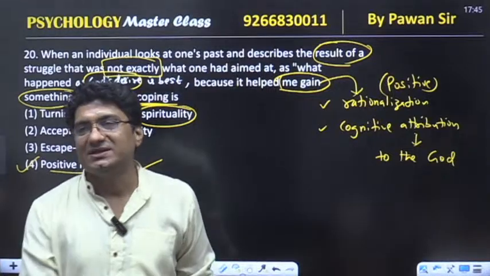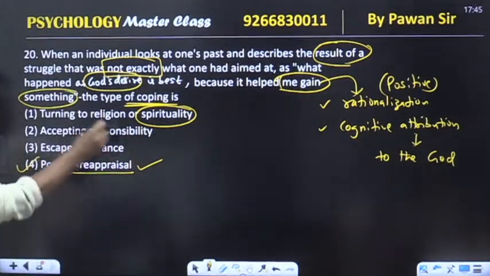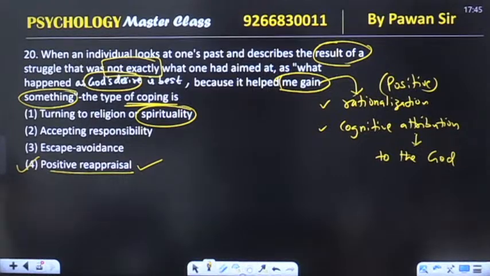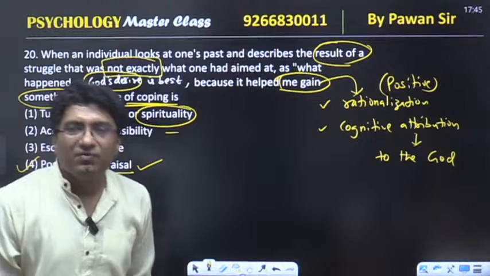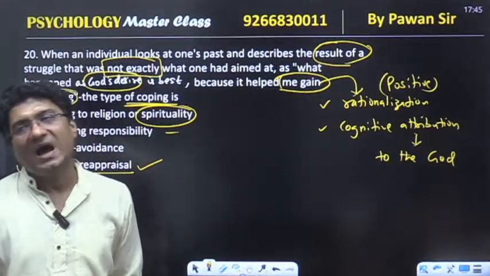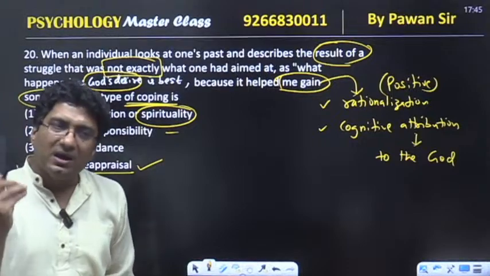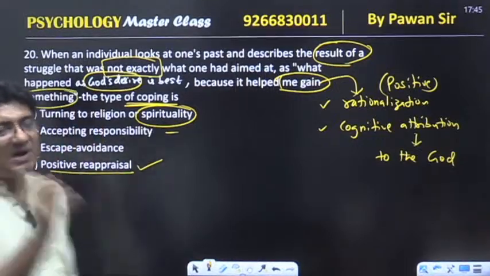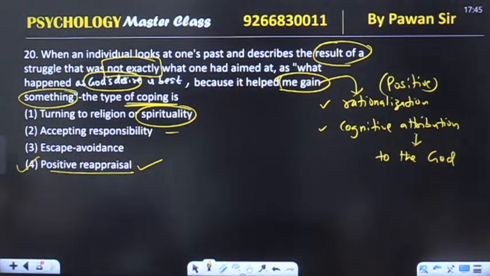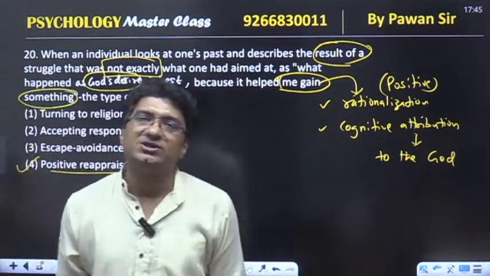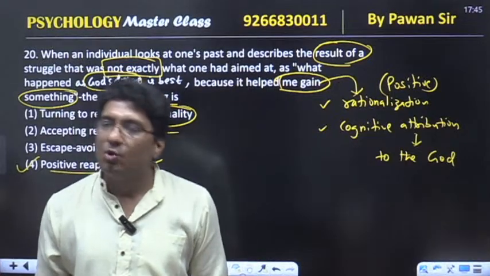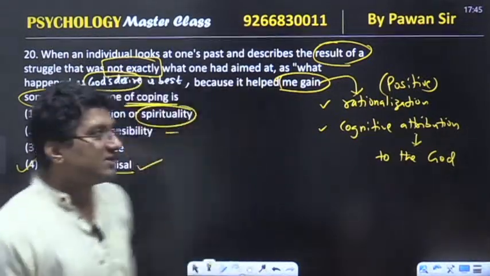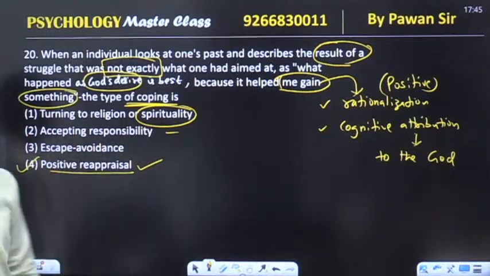While accepting responsibility is an internal attribution where we accept our qualities and our deficiencies, and through an evaluation we attribute everything to our various kinds of functioning. And then comes escape avoidance. It is a negative conditioning, negative reinforcement, where we avoid the situation altogether so that we can cope with various situations and results. So the answer will be the fourth one.